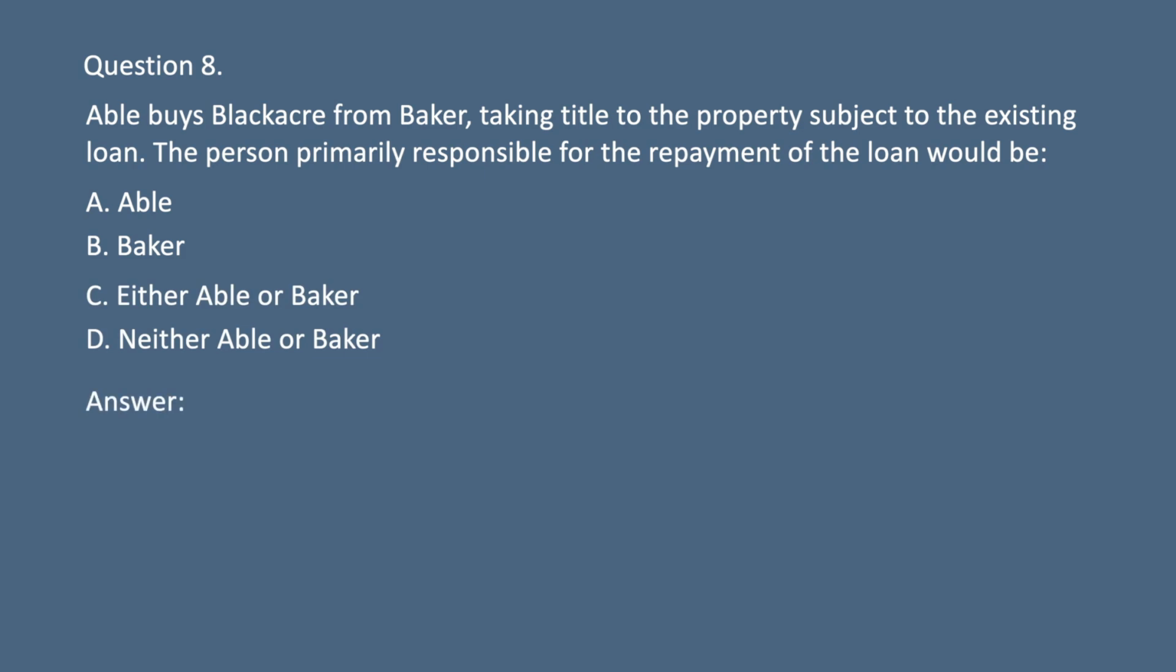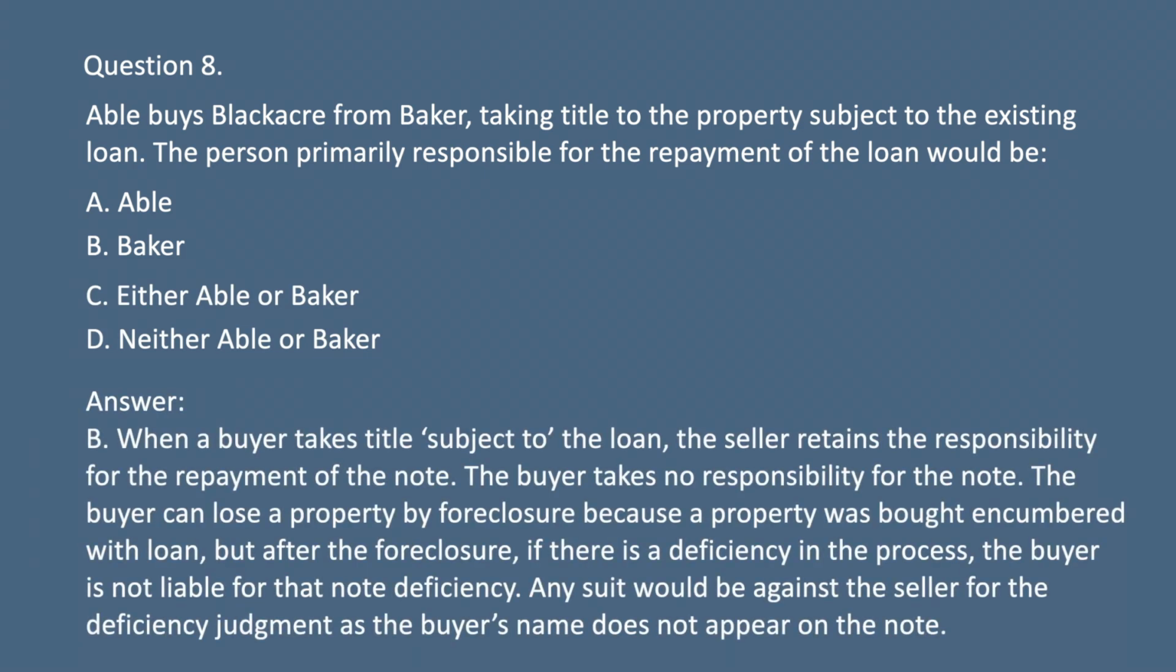Answer: B. When a buyer takes title subject to the loan, the seller retains the responsibility for the repayment of the note. The buyer takes no responsibility for the note. The buyer can lose a property by foreclosure because the property was bought encumbered with a loan, but after the foreclosure, if there is a deficiency in the process, the buyer is not liable for that note deficiency. Any suit would be against the seller for the deficiency judgment, as the buyer's name does not appear on the note.